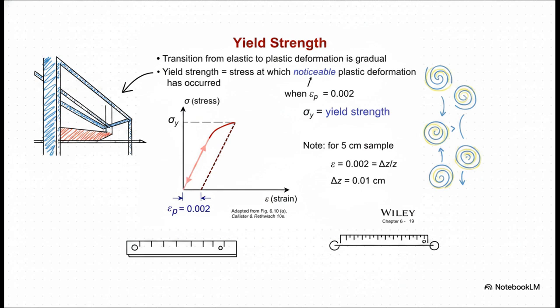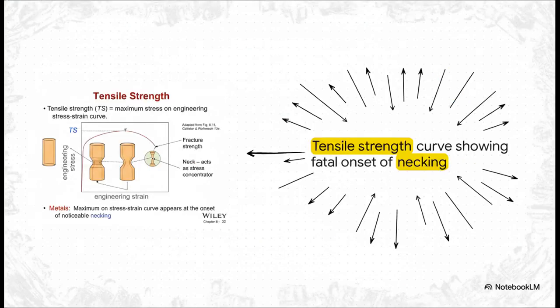So, yield strength is defined as the precise stress level at which noticeable plastic deformation has occurred. It's typically measured by drawing a parallel line at a standard offset of exactly 0.002 strain. If your building hits this stress level, its beams are permanently bent. Simple as that. But what if you just keep pulling past that yield point?